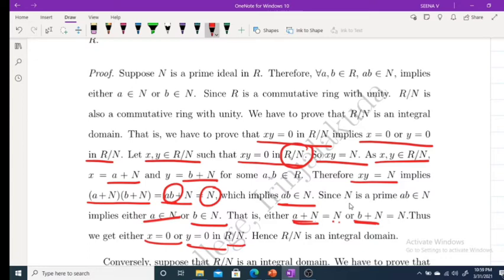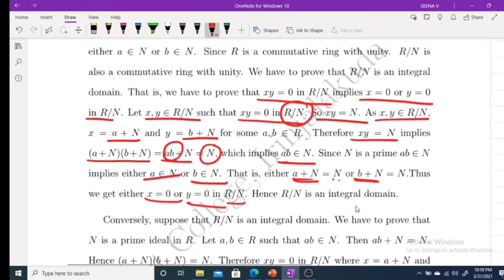Thus we get xy equal to 0 in R over N implies either x equal to 0 or y equal to 0. This implies R over N is an integral domain, because ab equal to 0 implies either a equal to 0 or b equal to 0. Therefore R over N is an integral domain.